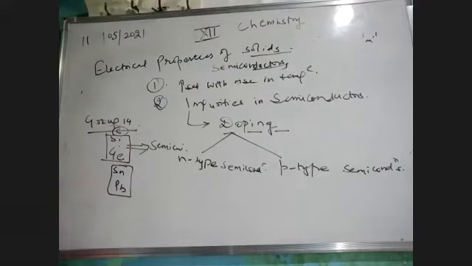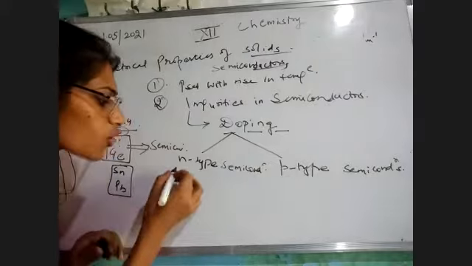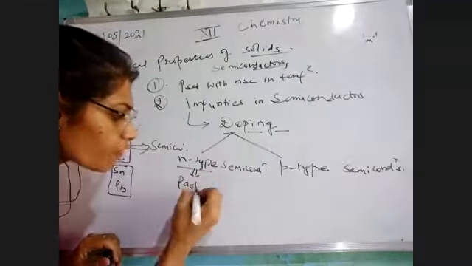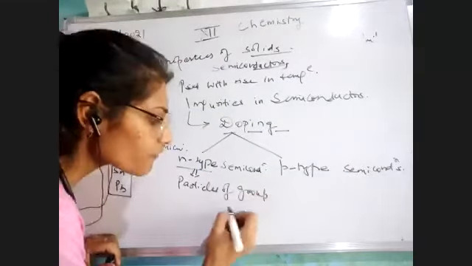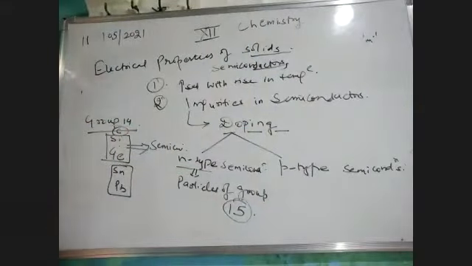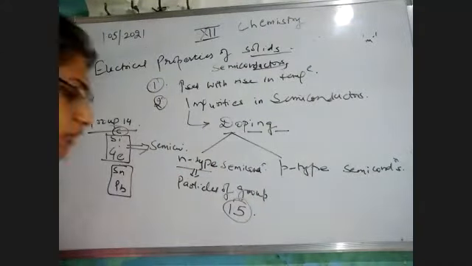Okay, let's start with the N-type semiconductor first. In this topic, we will add particles of group 15. Now let's begin. How can they help us? Which are the group 15 elements? Nitrogen, phosphorus, arsenic, right? Group 15 elements include phosphorus and arsenic.